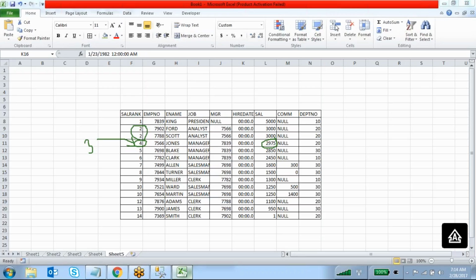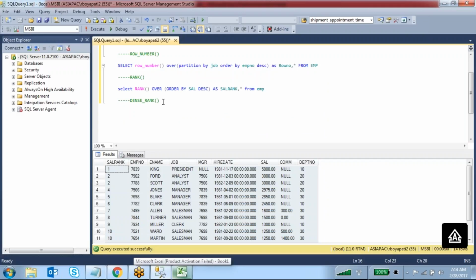So if you want to fill this gap, the requirement we are expecting is, even though there are two or more people for the second rank or first rank or whatever, we want the continuous rank. So it should be 3, because for the second rank there are two people, then the next rank is the third rank only. Why it is displaying fourth rank is because there are two people for the second rank. If you want to fill this gap, which function do you have to use? That is the dense rank function.